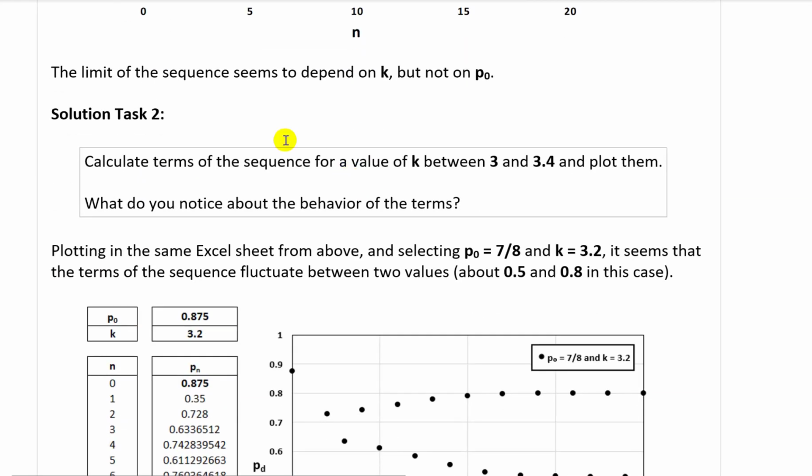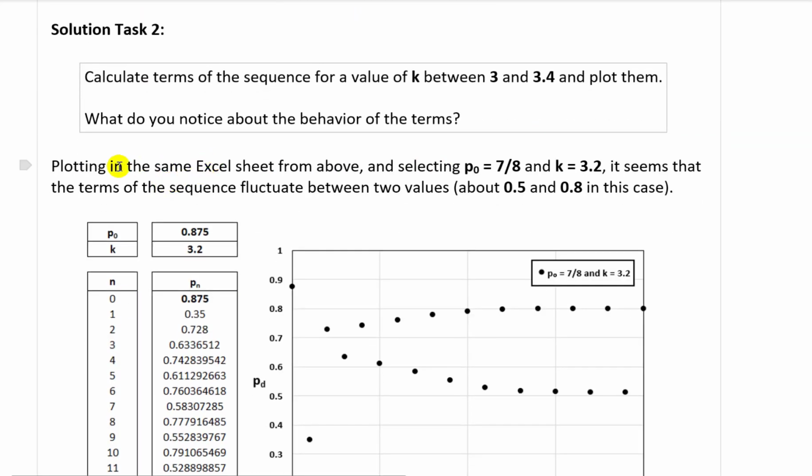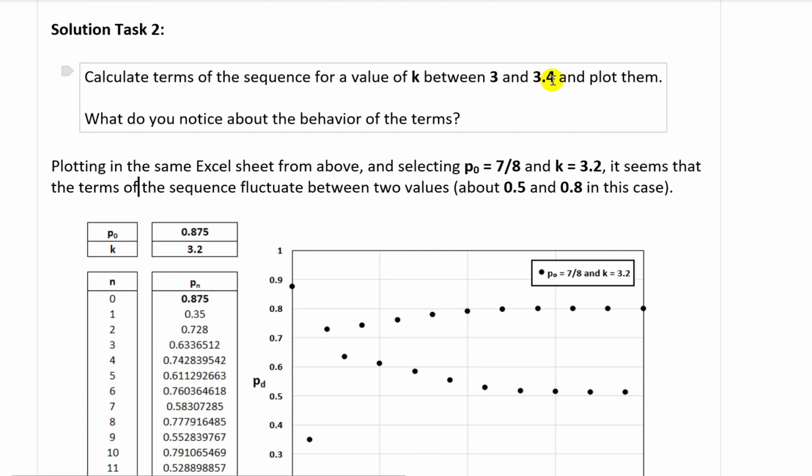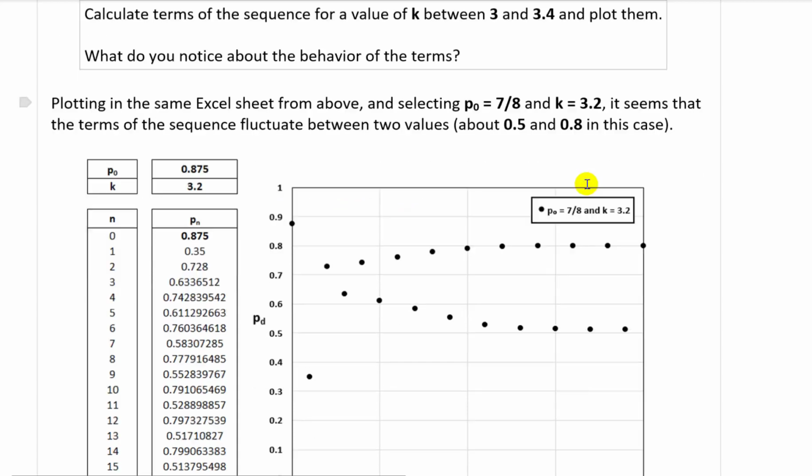And let's look at the solution for task 2. So we're going to change K between 3 and 3.4 and plot them. What do you notice about the behavior of the terms? So again, from the Excel sheet, and again, I recommend downloading it and playing around with it. It's pretty interesting. So plotting in the same Excel sheet from above and selecting P naught, the initial population, equal to 7 over 8 or 0.875, and K equals 3.2, so between 3 and 3.4. It seems that the terms of the sequence fluctuate between two values, about 0.5 and 0.8 in this case.